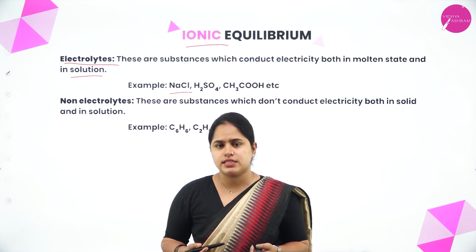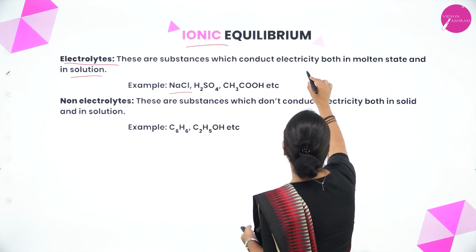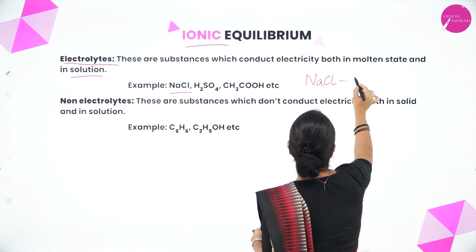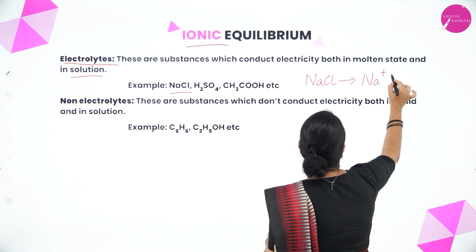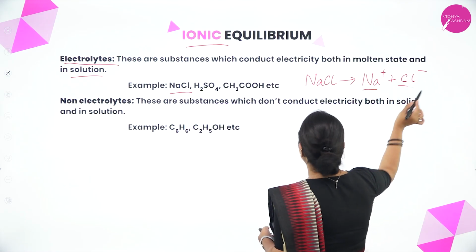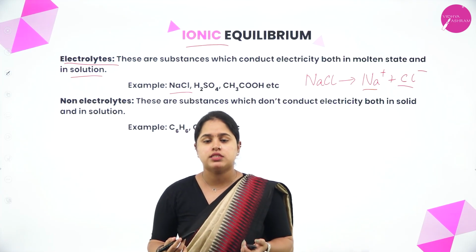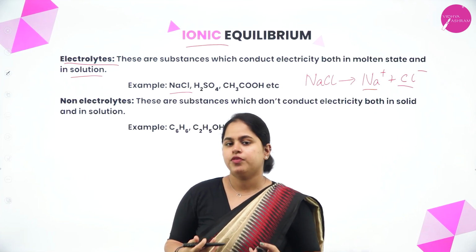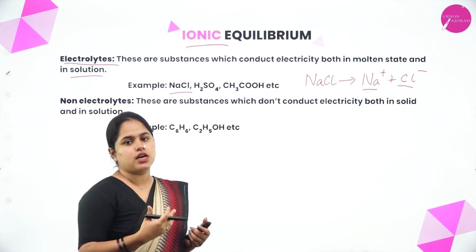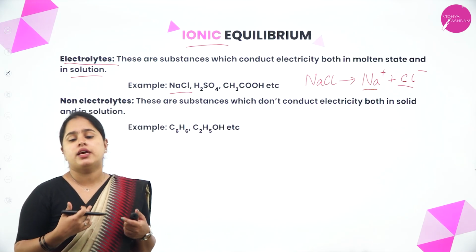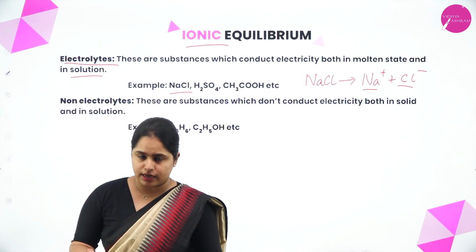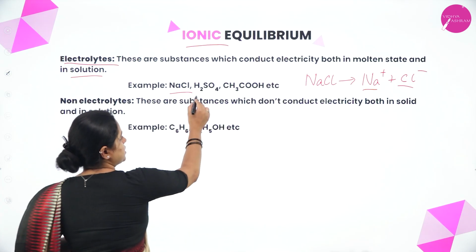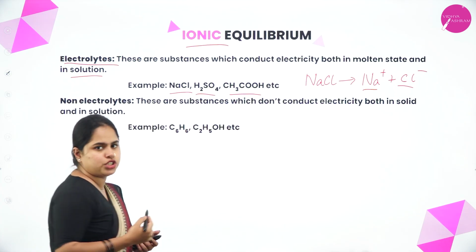So how exactly is it able to conduct electricity? Sodium chloride will dissociate into Na plus and Cl minus ions. Because of the presence of these ions, it is able to conduct electricity. Such substances, which in their molten state or solution state can conduct electricity, are called electrolytes. Other examples are H2SO4, CH3COOH, etc.